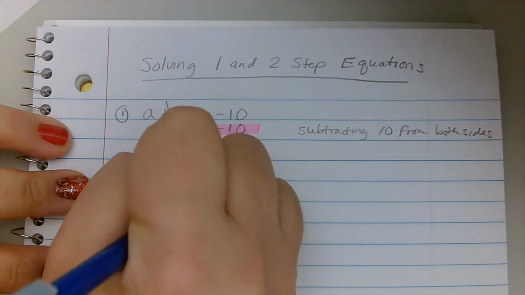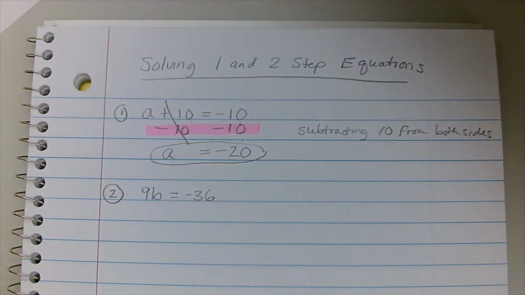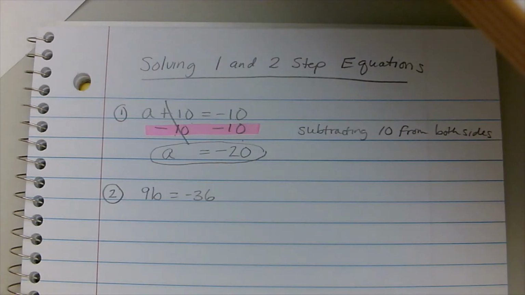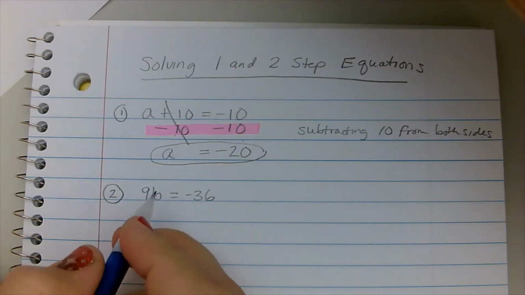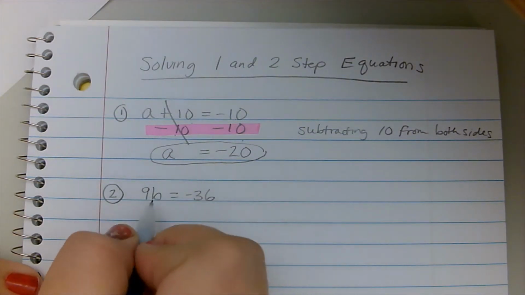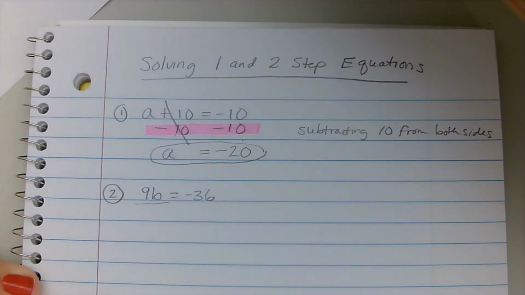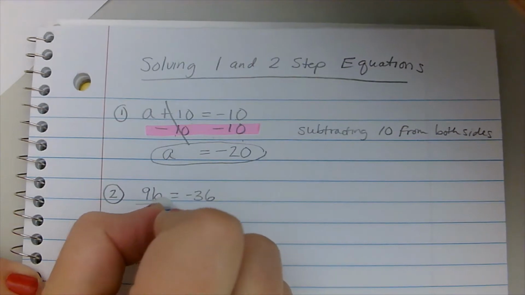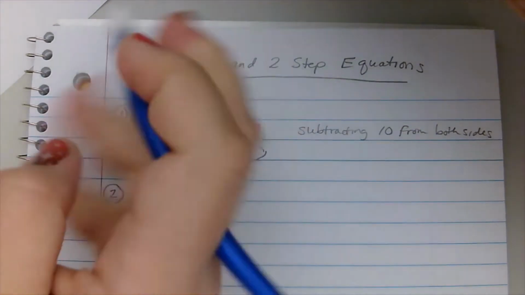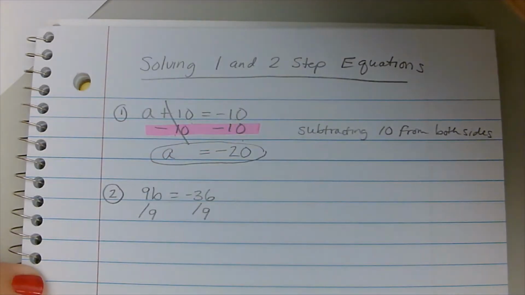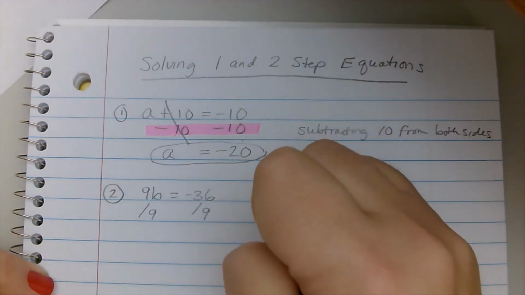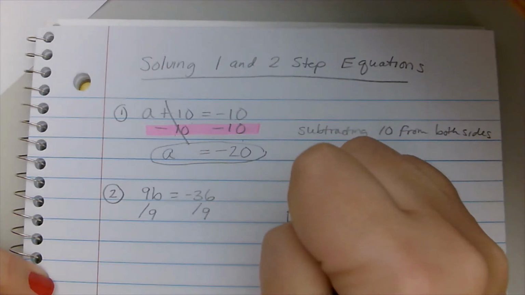Next, what if I have an equation that looks like this? 9b equals negative 36. That means this is 9 times b, so I need to do division. If I'm writing it on paper, I might show a fraction like this and divide by 9 on both sides. If I'm doing it on the computer, I'm going to use the slash mark by the question mark and show it like this: divide by 9, divide by 9. We're dividing both sides by 9.